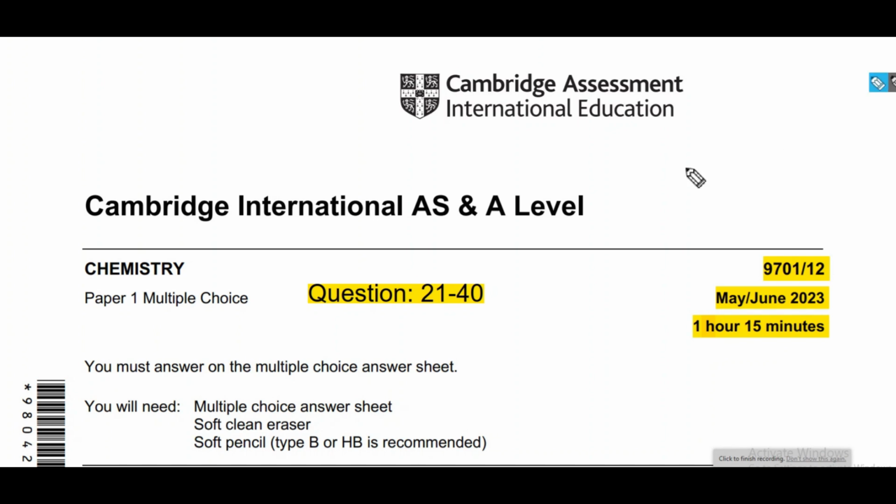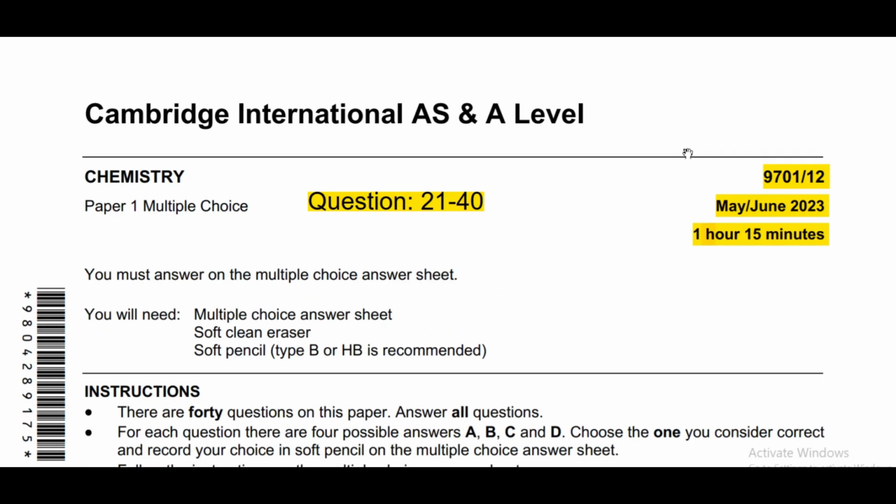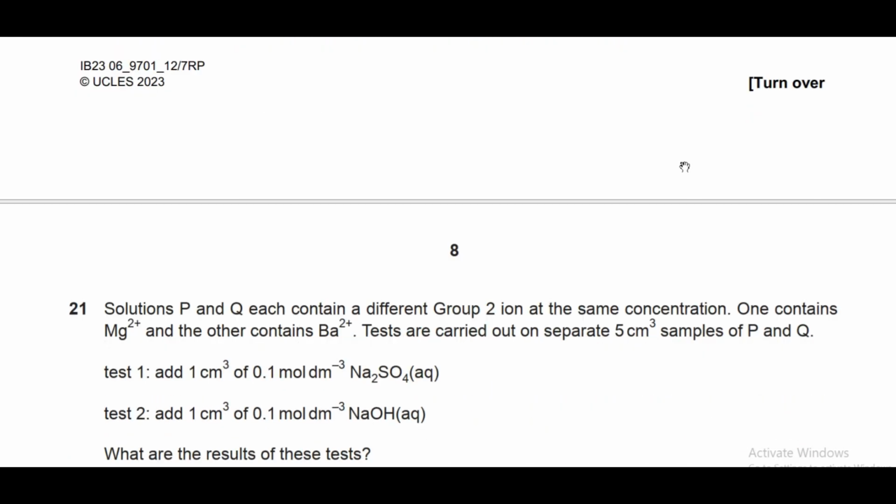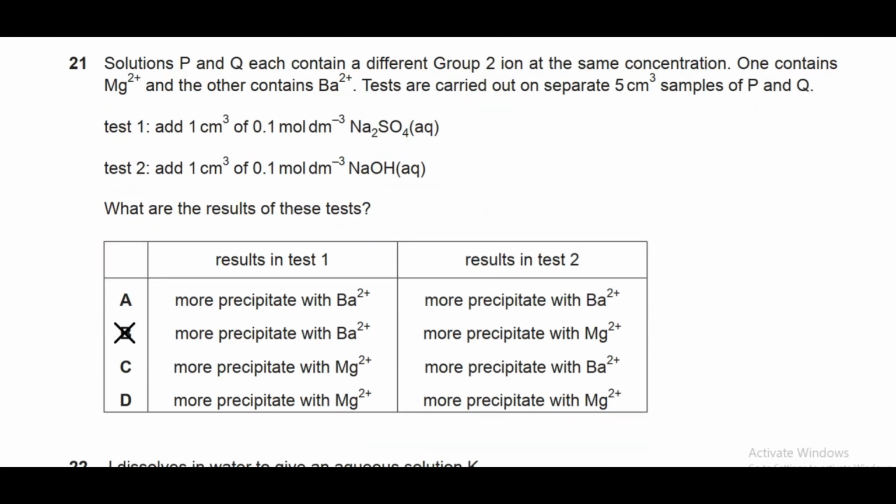Hello students. Now I am going to discuss the Cambridge A-level chemistry May-June 2023 paper 12 MCQ paper, questions 21 to 40. Let's move. Number 21.